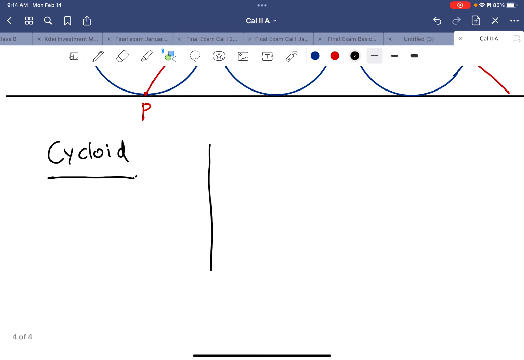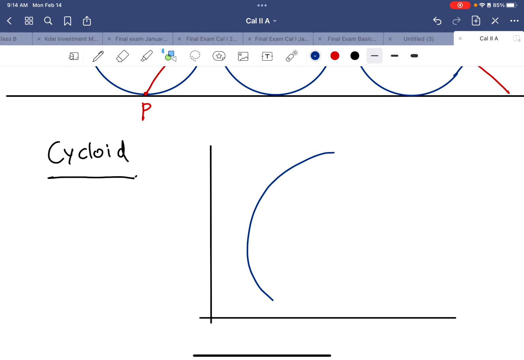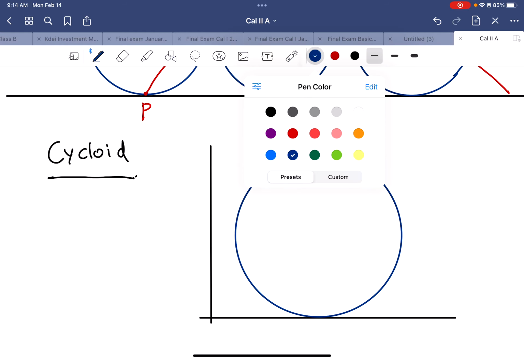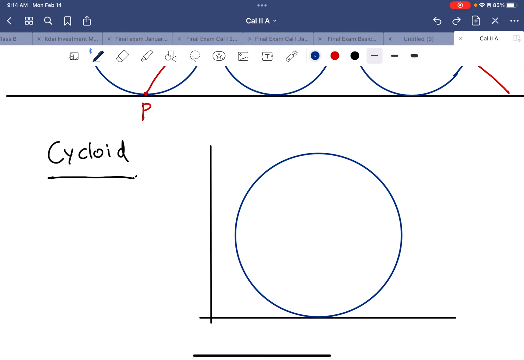If we observe and get some parts a little bit more clear, we can observe one circle. And let's say we observe P when it is like this. And let me draw this cycloid like that.